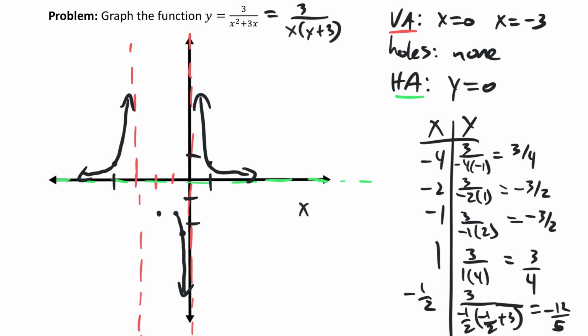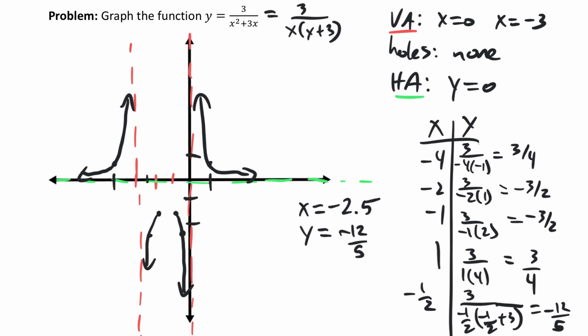I'll leave it for you to try. But if you make another point over here, -2.5, your y value you get should actually be the same thing. You're going to get another -12 over 5, or if you're using a calculator, -2.4. So over here, you're going to get the same point right there. So this tells us we're going down.